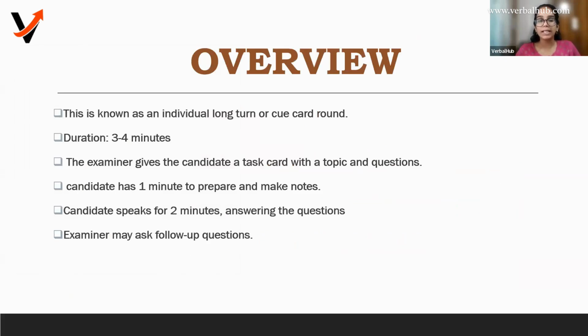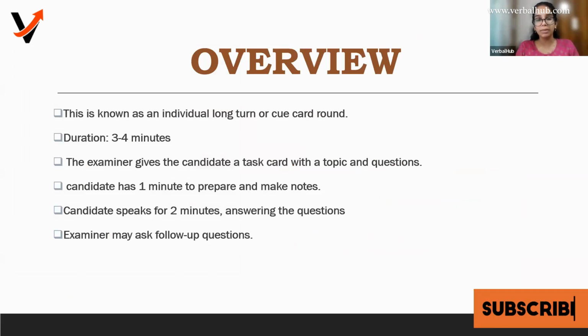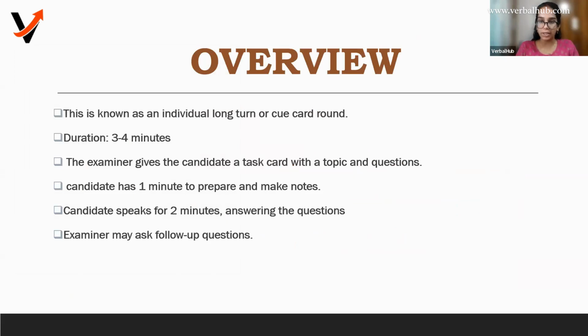So before we get into the types of questions, let's have an overview first. This is an individual long turn, or a cue card round, and the round goes for 3 to 4 minutes. Here, the examiner gives the candidate a task card with the topic and questions. The candidate has 1 minute to prepare and make notes. Then the candidate speaks for 2 minutes answering the questions, and then there is the next round, the follow-up round, which will be discussed in the next video.